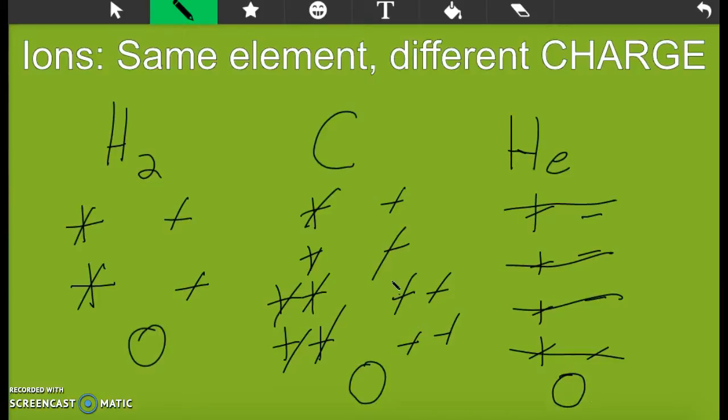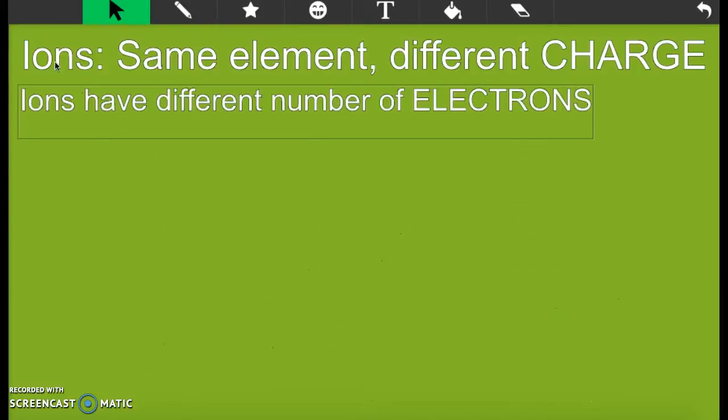Overall charge of 0. Okay, since we can never ever change the number of protons, an ion has to have a different number of electrons, which have our negative charge. So even if it's something with a positive charge, it doesn't have extra protons, it has fewer electrons. So let's look at one.